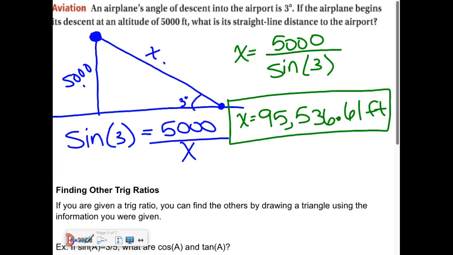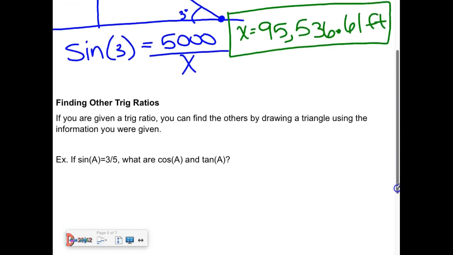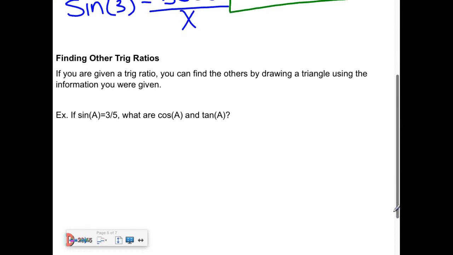All right, our last one, and terrible news, it is bringing back something else from geometry from last year. Luckily, it's something that's not too crazy. You are given a trig ratio. You can find others by drawing a triangle and using the information you were given. Right now we know sine, and I want to know what cosine and tangent are.